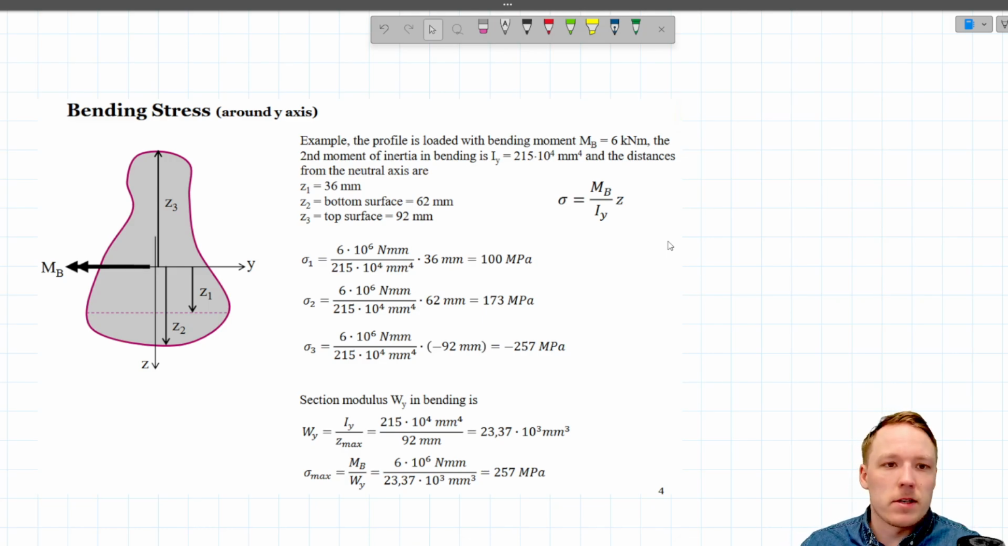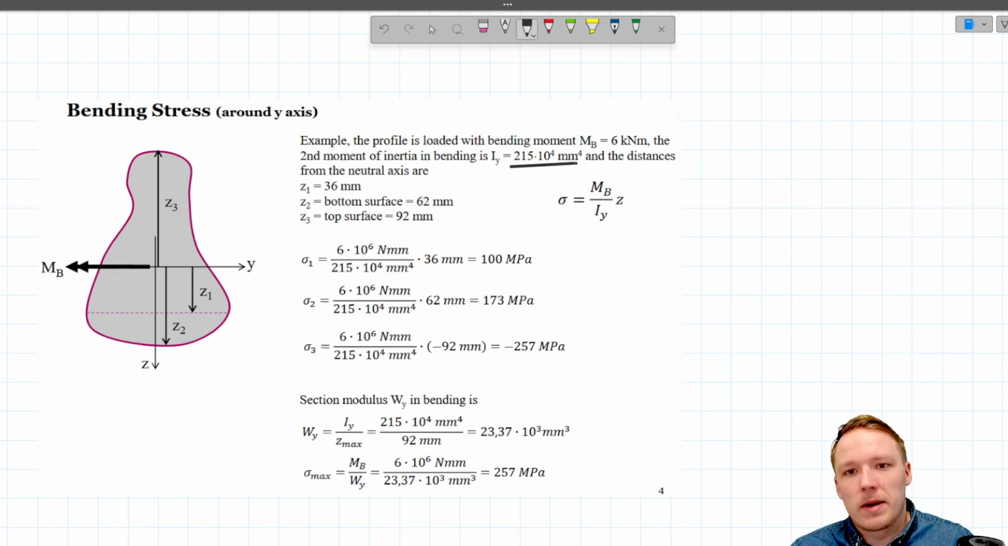So here we have a scenario where we have this same profile, and we are given the second moment of inertia for this profile in this task. The second moment of inertia for this profile is 215 × 10^4 millimeters to the power of 4. We are asked to calculate the stresses for the distance of 36 millimeters from the neutral axis, so Z1 in here. We are asked to calculate also for the Z2 to the bottom of the profile and Z3 to the top of the profile.